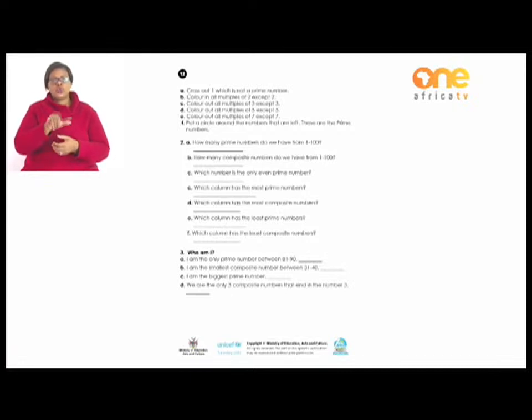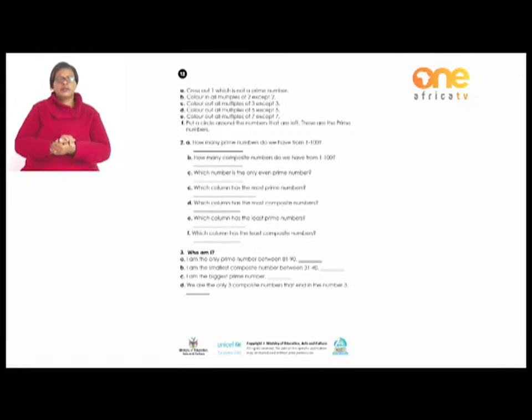Which column has the most composite numbers? Discover that. And then we have E. Which column has the least prime numbers? And then lastly, which column has the least composite numbers? Okay? I think that should be easy for you to do if you have done your table correctly. And take your time and study the table thoroughly.